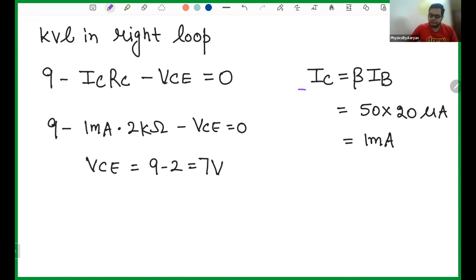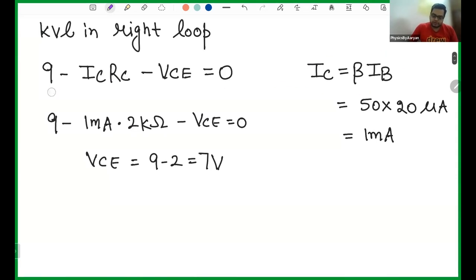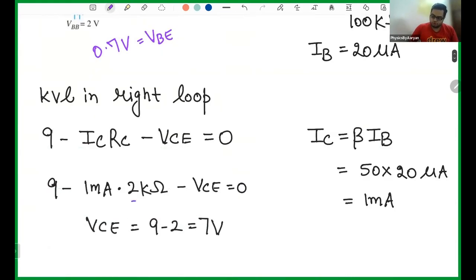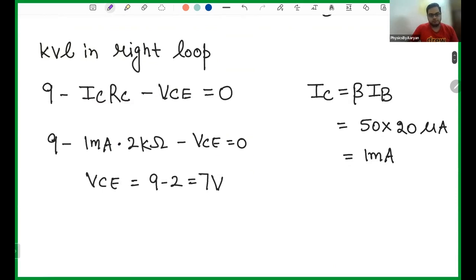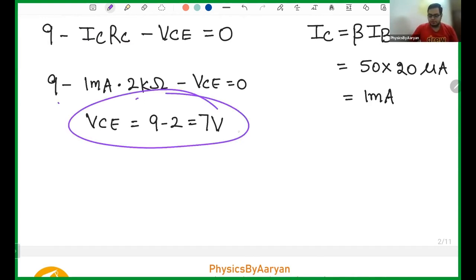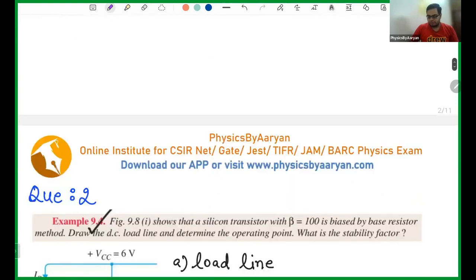Now I can use this IC here. So it is 9, IC is 1 milliampere, RC, what is the value of RC? This is 2 kilo ohm. So 2 kilo ohm minus VCE. Milliampere, milli and kilo cancel each other. Milli is 10 power minus 3 and kilo is 10 power plus 3, so both of them cancel each other. So 9 minus 2 will give you 7. So the value of IC comes out to be 1 milliampere and the value of VCE comes out to be 7 volt. These are the two numbers.